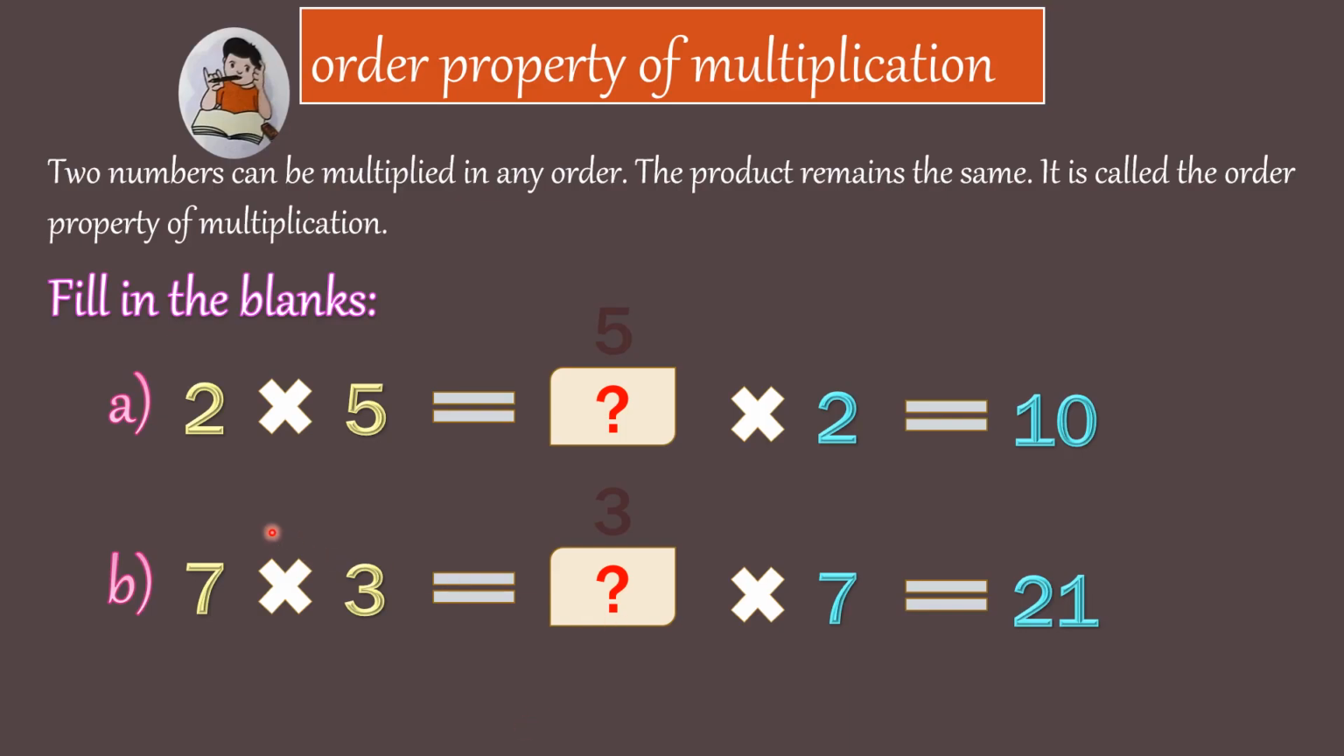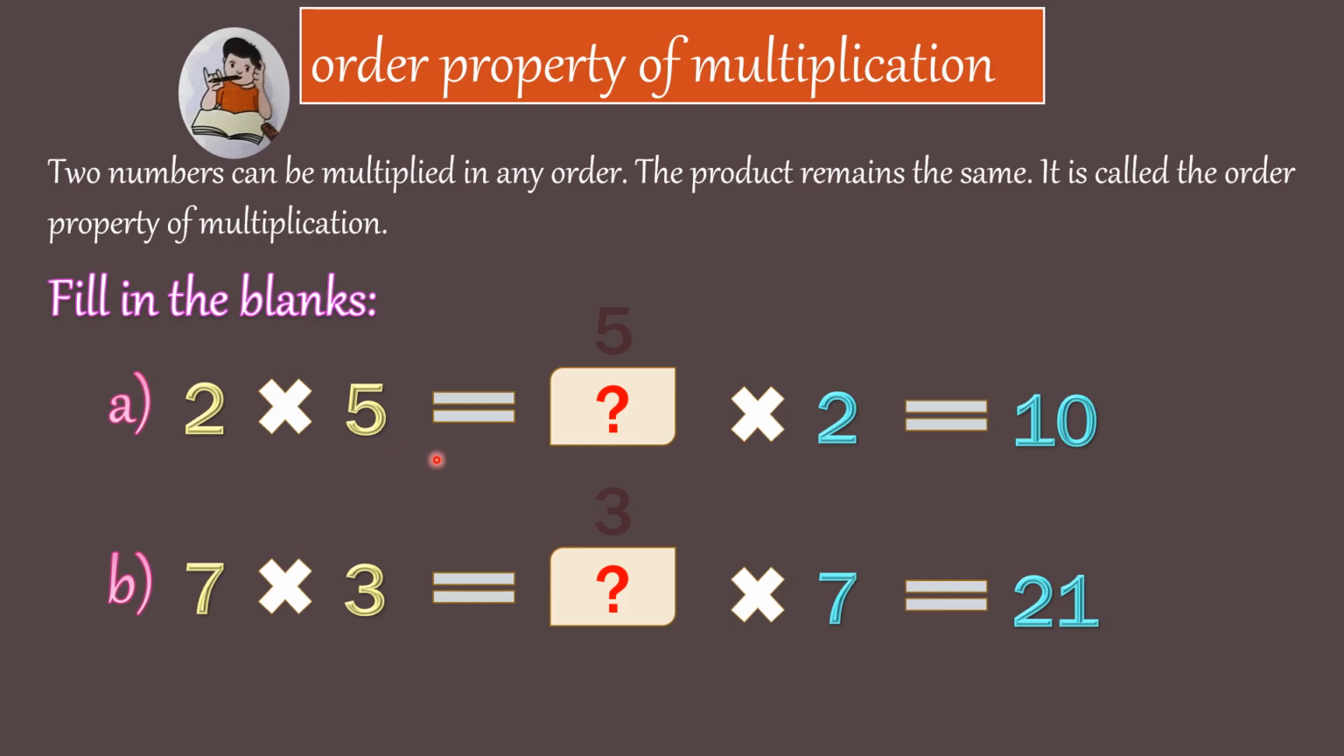See some examples. First one, 2 into 5 is equal to, fill in the blanks లో మనం ఏం వస్తుందో కనుక్కోవాలి. Into 2 is equal to 10. 2 5s are 10. 5 into 2, 10. That means this is order property of multiplication.